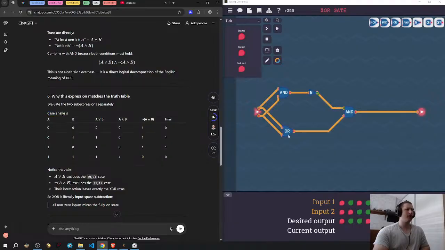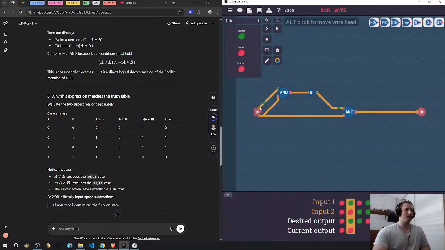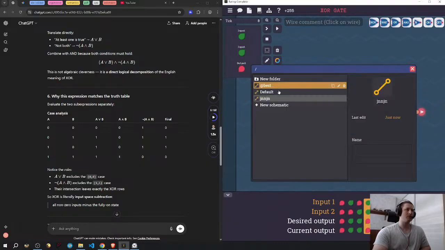Case analysis. I wonder if I can do this. But it would have to be, it would need to be both, I think. Yeah, so it ends up being the same. Let's see if I have the solution to the old thing.